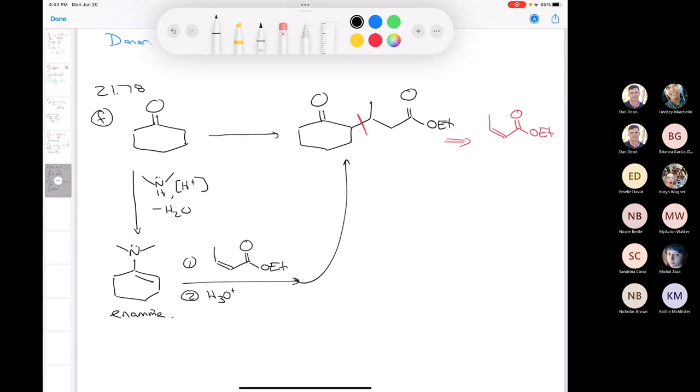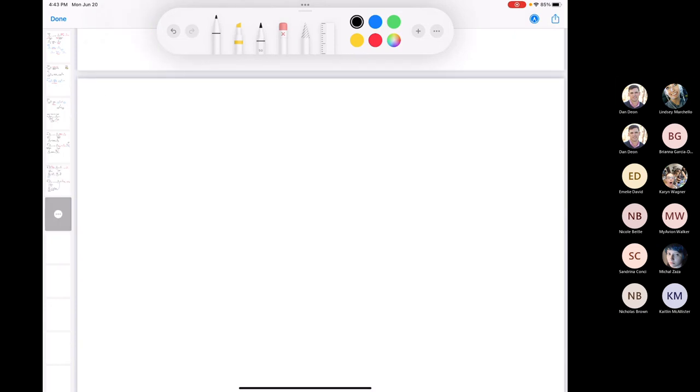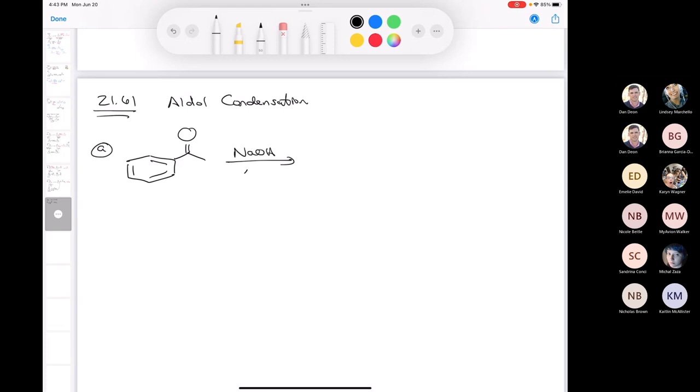It's 21.61. So 21.61, I thought I would go over this with you before we move on to something different. It just says, draw the products. Each of the following compounds is heated in the presence of base to give an aldol condensation. So this is aldol condensation chemistry. So in 21.61A, we're taking acetophenone, so this compound, and we're treating it with sodium hydroxide, and we're heating it up.